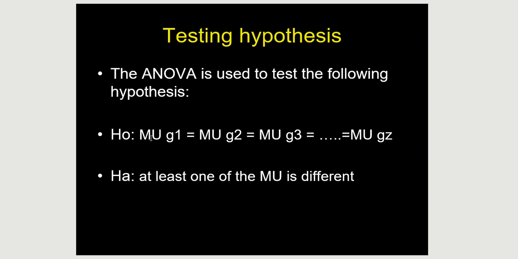Okay, so the 7 steps. How do the 7 steps work? You set your null hypothesis and your alternative hypothesis. I've already mentioned this before. For the ANOVA, the null hypothesis is mu group 1 equals mu group 2 equals mu group 3, all the way up to, I don't know how many groups you have. The alternative hypothesis is that at least one of the mu is different.